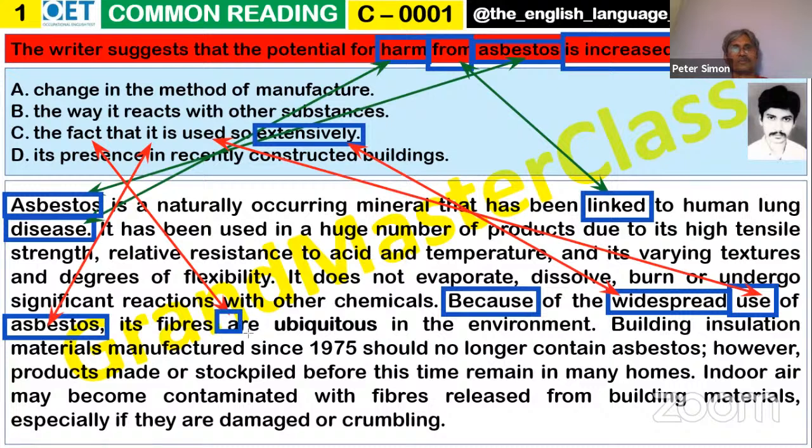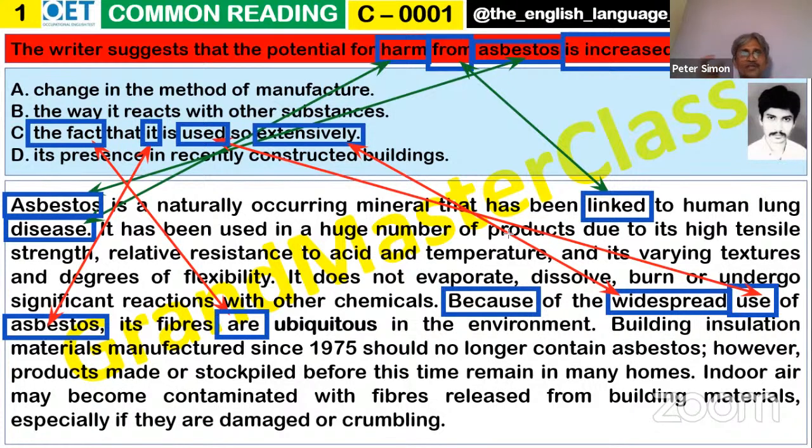So, are, they are, not maybe. They are. Are means truth. It's a statement. Statement is a truth here because they are ubiquitous. They are found everywhere. It's a statement because of widespread use of asbestos. That's logic. Then it means asbestos used.